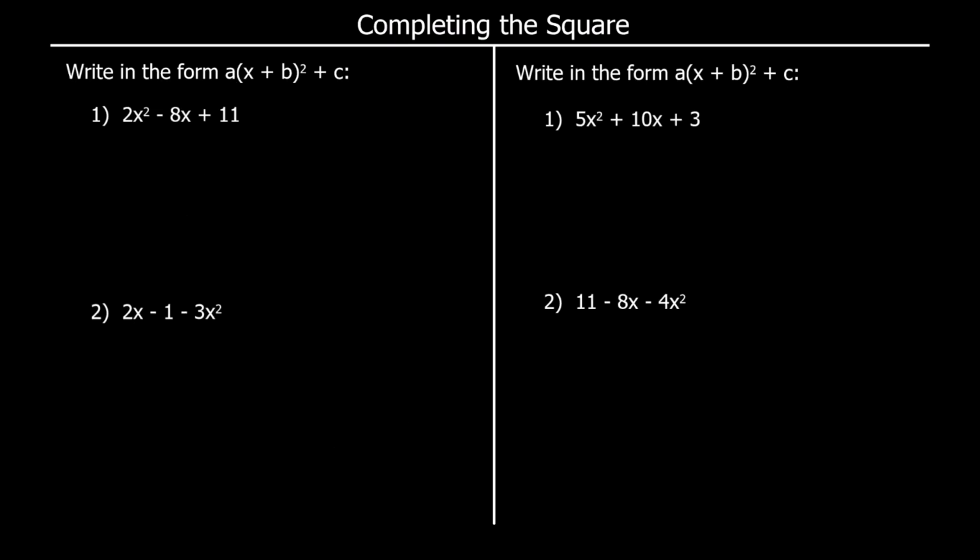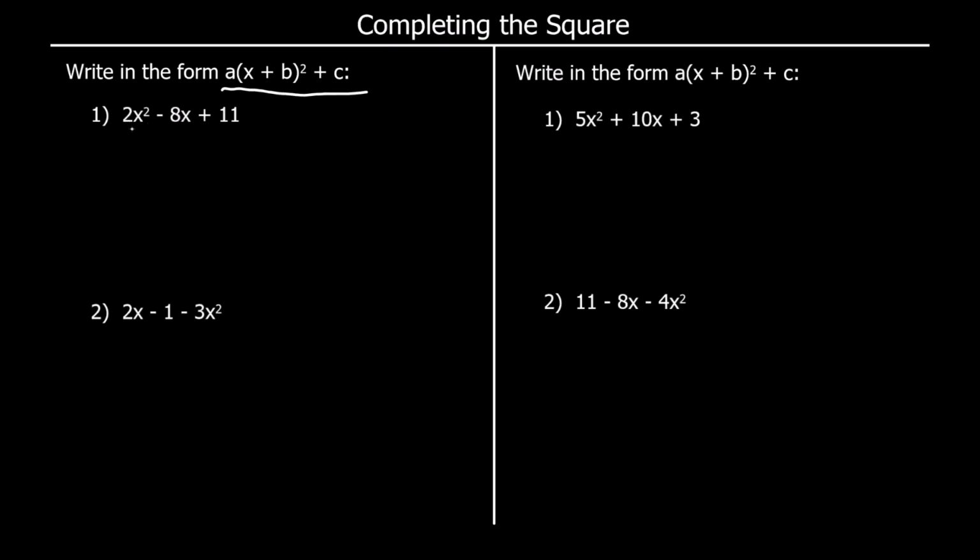This time we have a coefficient, a number in front of the x squared. So to complete the square this time, we're going to be writing it in the form a times x plus b squared plus c. So what we have to do is factorize out the number in front of the x squared first, and then follow the same steps as before.